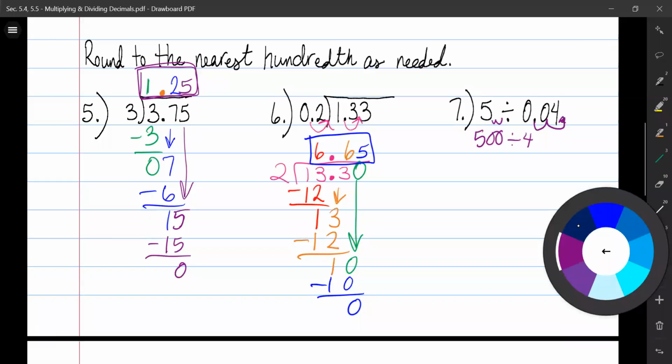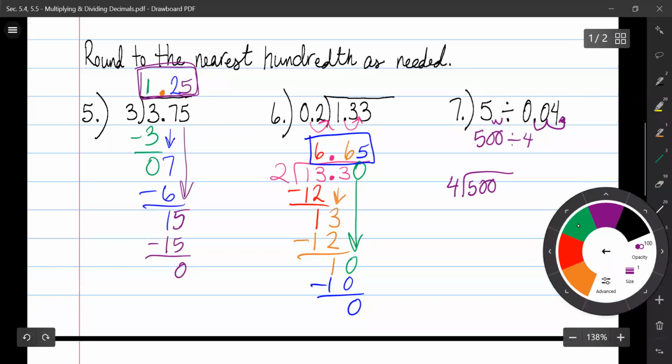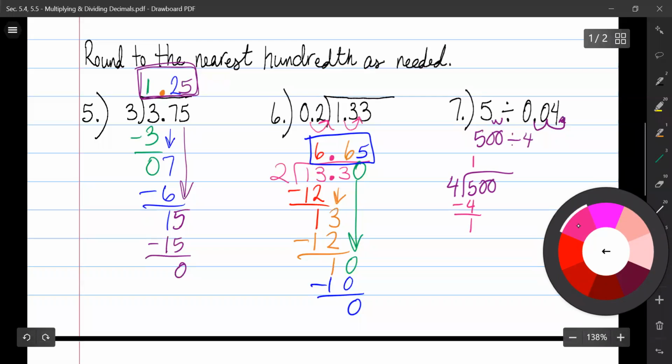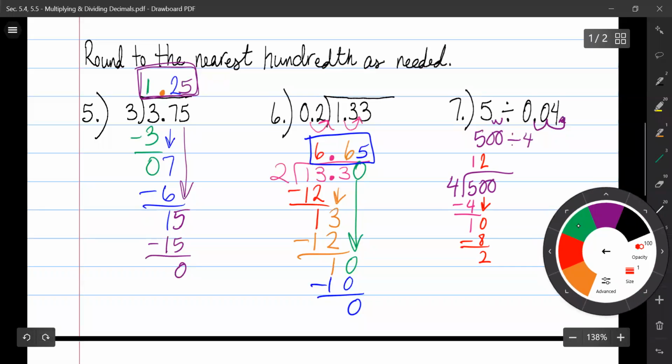All right, so we could write that out. So 4 goes into 5 1 time. 1 times 4 is 4. 5 minus 4 is 1. Bring down the 0. And then 4 goes into 10 2 times. 2 times 4 is 8. 10 minus 8 is 2. And then bring down the next 0. And then 4 goes into 20 5 times. 5 times 4 is 20. And 20 minus 20 is 0. So therefore my final answer is 125.